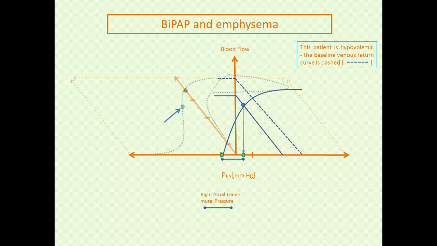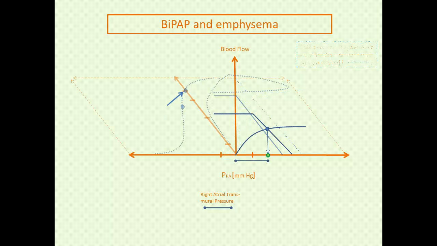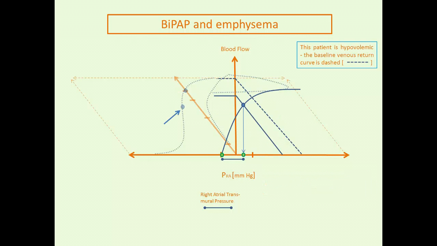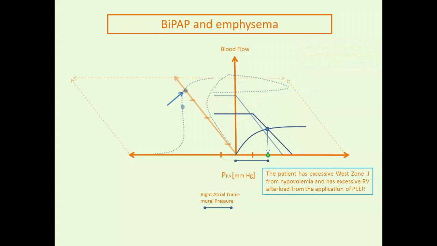So what's going to happen when you apply PEEP to this patient? Well, the cardiac function curve shifts rightward, but let's say the patient has excessive West zone 2 physiology because they're so hypovolemic and their lungs are underperfused, that with the application of positive pressure and the increase in alveolar pressure relative to pulmonary venous pressure, that is the definition of West zone 2, that actually afterloads the right ventricle. So you can see what happens to the cardiac function curve in this patient with the application of PEEP. This may actually afterload the right ventricle, shift the cardiac function curve down and to the right.